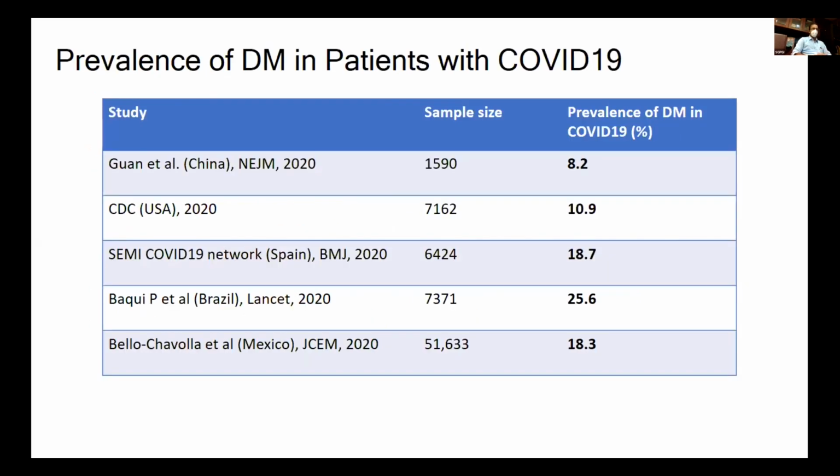The next 2-3 slides will show why diabetes is important and how common it is among COVID patients. If you see different studies from different parts of the world, the prevalence of diabetes varies from as low as 8% to almost one-quarter of the COVID population. These are all COVID patients, either seen in the OPD or in the hospital, mild, moderate, severe, all categories.